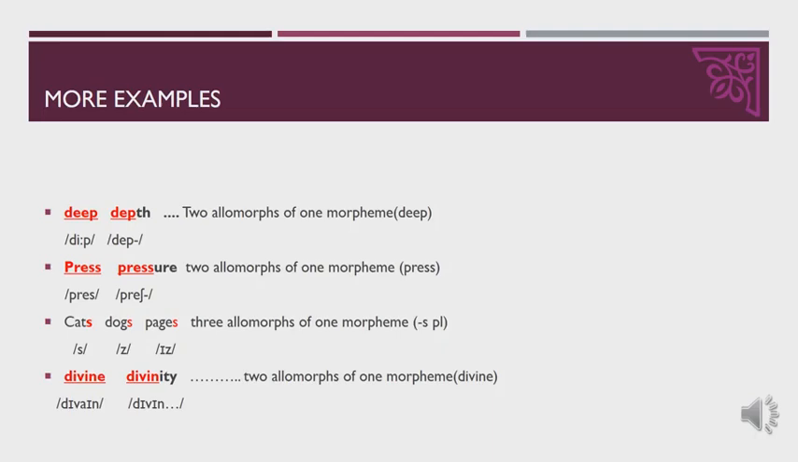These two allomorphs are in complementary distribution. We cannot pronounce one in the position of the other. I cannot pronounce divine as divin when it is alone, and I cannot pronounce divin as divine with -ity. I cannot say divinity with the long vowel. That is why they are in complementary distribution. Each one should be pronounced in its own position. Still, they are the allomorphs of the same morpheme.